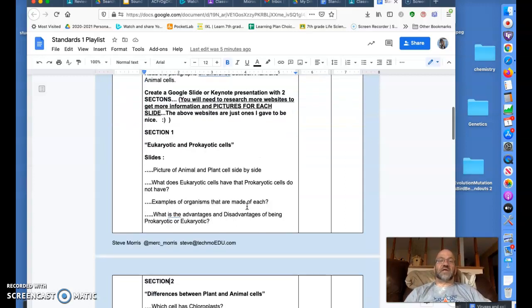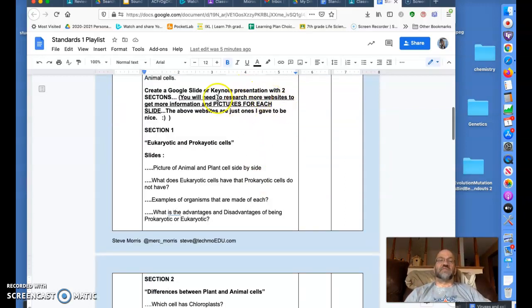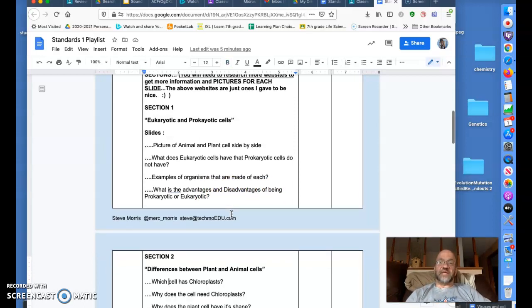Then you're going to create a Google slideshow keynote, which you haven't done for a while, and you'll need to research more websites, like I said. There will be section 1, and you can title it Eukaryotic and Prokaryotic Cells. The slides: a picture of animal and plant cells side by side. What do eukaryotic cells have that prokaryotic cells do not have? Examples of organisms that are made of each. What are the advantages and disadvantages of being prokaryotic or eukaryotic?